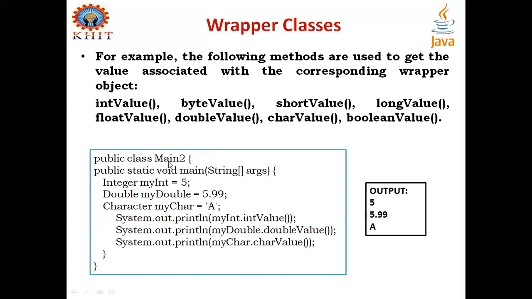So here is the program Main2. Inside this main function, I have taken the same three values, but now I'm accessing these wrapper class object values through the corresponding functions. You can call myInt.intValue. It is an integer wrapper class object, so we can use this method to access that value. The same way doubleValue, and for the character wrapper object, the character function.